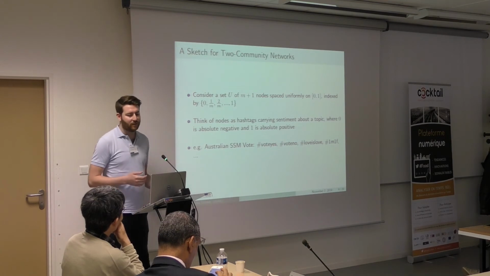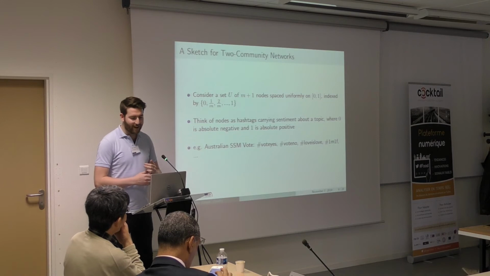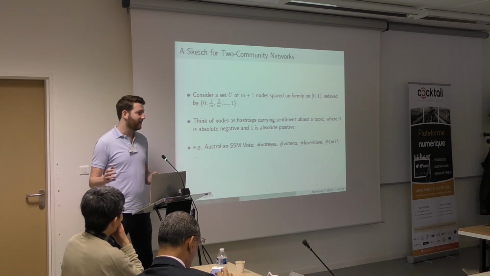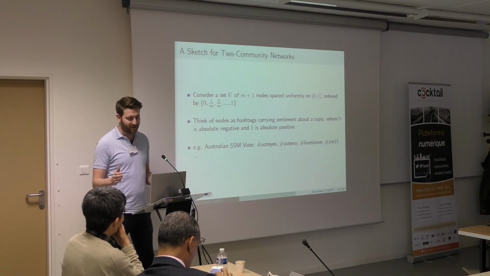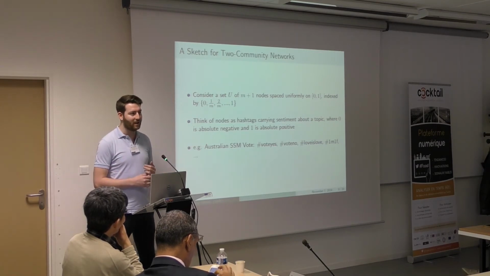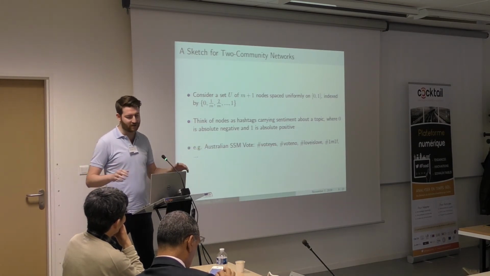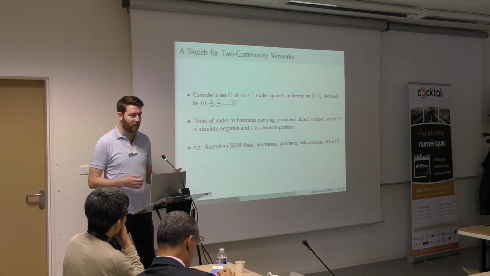So we'd start by thinking about what our set of nodes, our set of hashtags, has to look like. And so we consider m+1 nodes that are spaced uniformly on the interval [0, 1]. So they're indexed by fractions. So we start at 0, which would be an absolute negative sentiment. 1/m is still pretty negative, 2/m still pretty negative, eventually up to 1, which would be absolute positive. So I guess we could have hashtag vote no at one end, hashtag vote yes at the other, and then we've got these intermediate hashtags in between, like hashtag love is love, or hashtag 1M1F, which I assume is one male, one female.